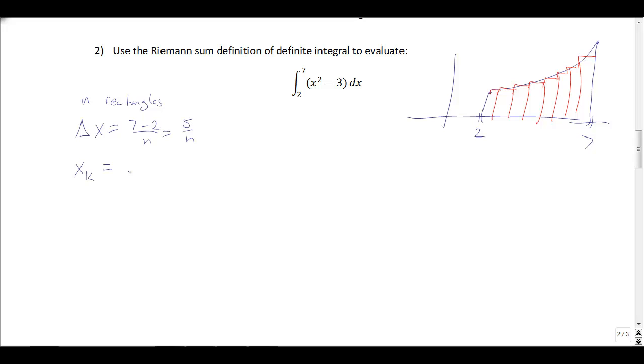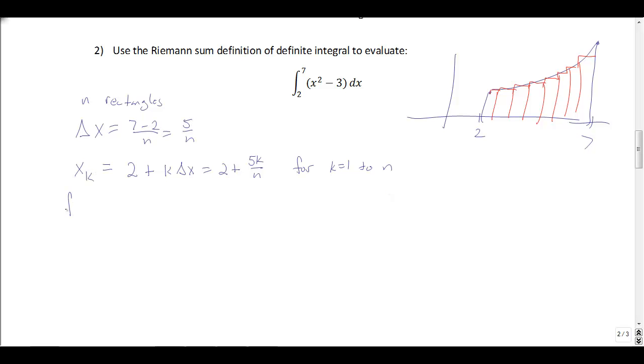The reason I want to do that is that it allows me to write x_k as 2, the initial left endpoint, and then just add k times delta x. Delta x is 5 over n, so I get x_k = 2 plus 5k over n. This works for k equals 1 to n. You could have used left endpoints, and this would be k equals 0 to n minus 1. Somehow the right endpoint just feels a little more natural here, but it's not a big deal. You could also use midpoints, but that's going to get a little bit uglier in this calculation.